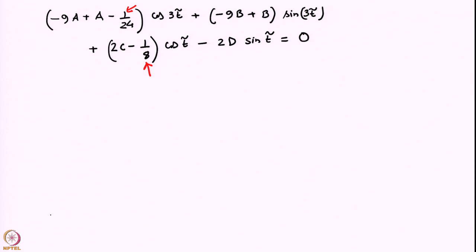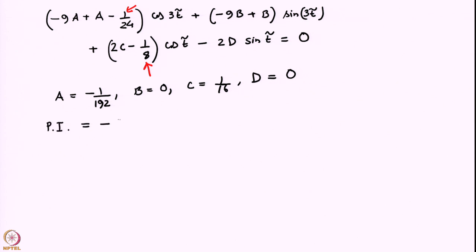So, now as I said before, you have to equate the coefficients of each of these terms to 0 and that will give you the values of a, b, c and d. So, you can readily see that a is equal to minus 1 by 192, b is equal to 0, c is equal to 1 by 16 and d is equal to 0. So, your particular integral has the form minus 1 by 192 cos 3t̃ plus 1 by 16 t̃ sin t̃.